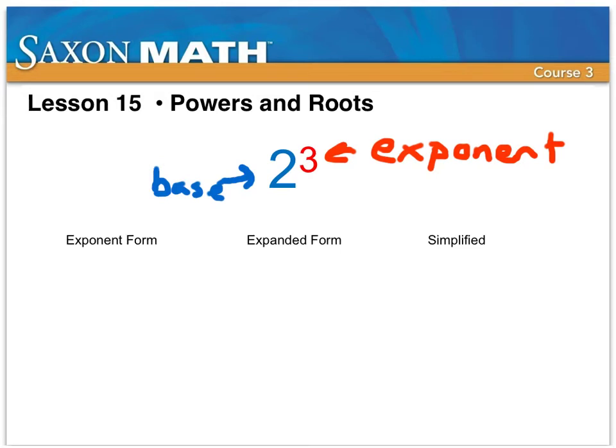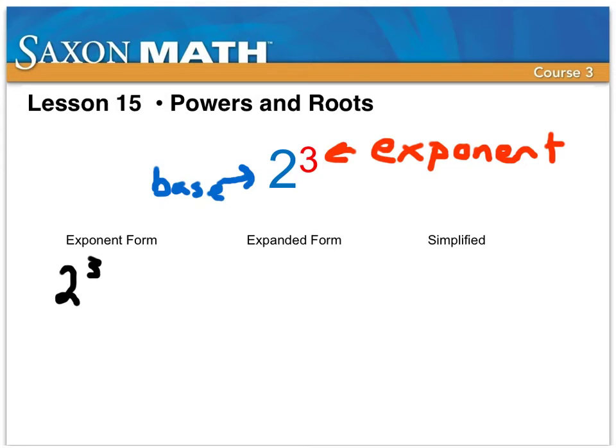So, there are three different ways that we can write 2 to the third power. The first one is in exponent form. Exponent form is just like what we already have, where we put 2 to the third power. Now, expanded form. This is where we show that we know what exponents mean and how they work. So expanded form is very important, probably the most important part of this. And you've done this before.